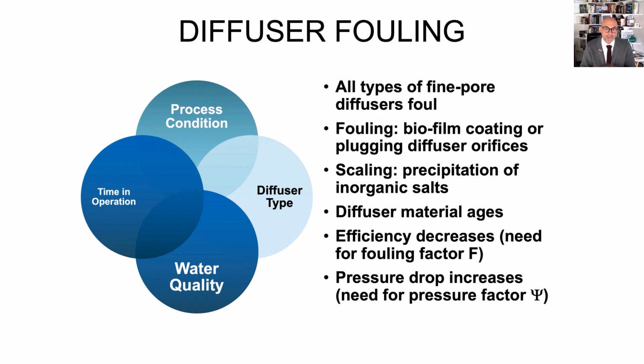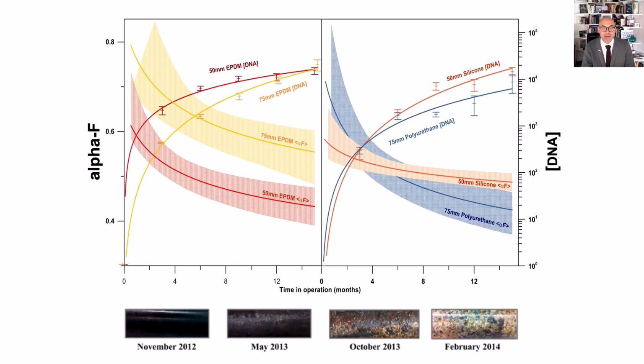And therefore, we also need to define the pressure drop over time divided by the initial pressure drop. And we introduce a ratio, that factor called psi. Now, this is an example of tracking diffusers fouling over a period of about 15 months. And what we see is as time in operation progresses, all the diffusers, regarding the geometry, regarding the material, their efficiency goes down. Their alpha F goes down. At the beginning was alpha at time 0, and it becomes alpha F with time.